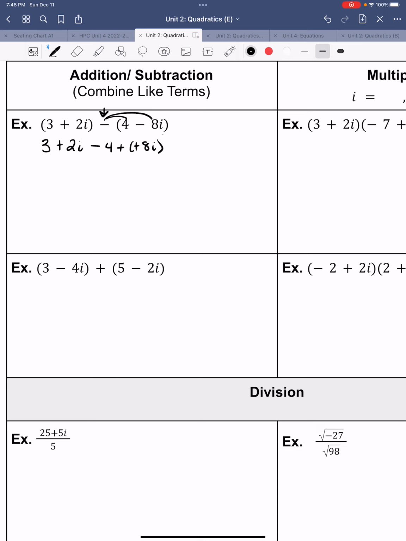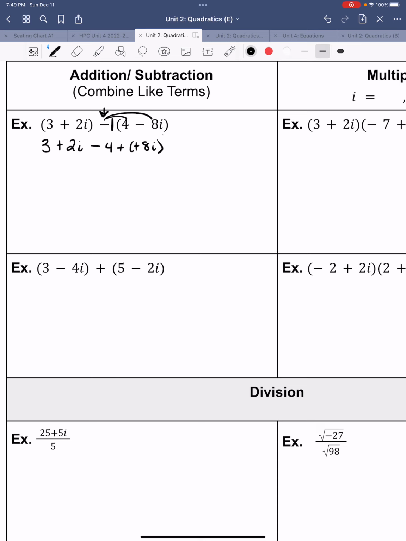And some of us from the past may have learned to put a negative 1 here and then distribute the negative 1 to both. So it'd be negative 1 times 4, which is negative 4, negative 1 times negative 8i, which would give me that positive 8i. However you want to look at it, whatever you've kind of been conditioned to do from Algebra 1, go ahead and do. That's going to work the best for you.